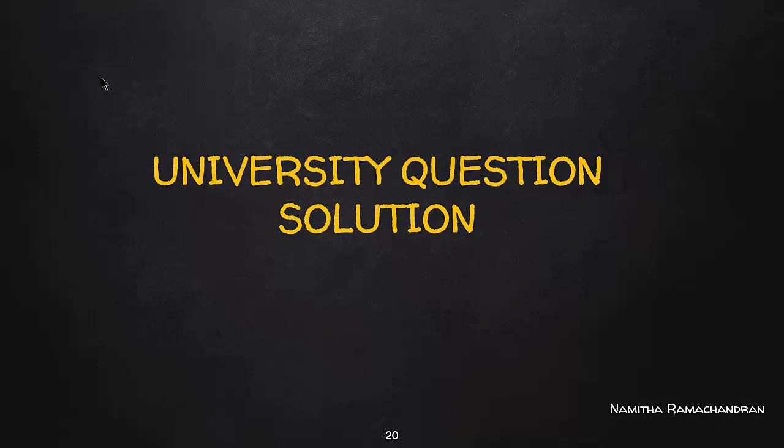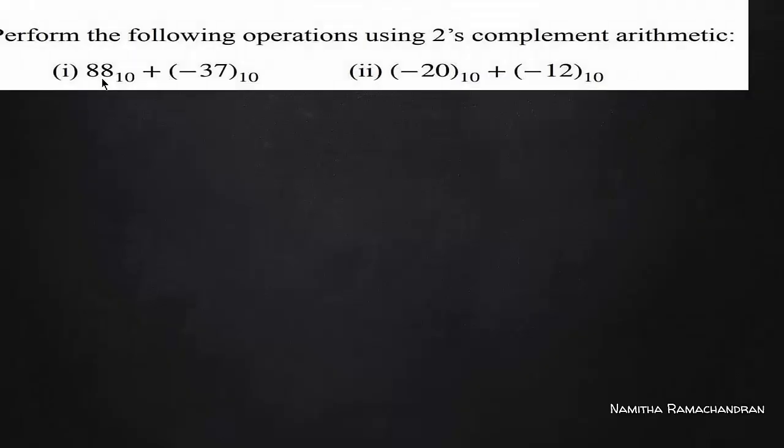Welcome back everyone. We can discuss some previous year university questions and the topic is actually 2's complement arithmetic. And the questions are like this. The first one is addition between 88 and minus 37, and the numbers are given in decimal form. We have to perform this operation in 2's complement arithmetic. So for that we need to get its 2's complement equivalent representation. So start with the first question.